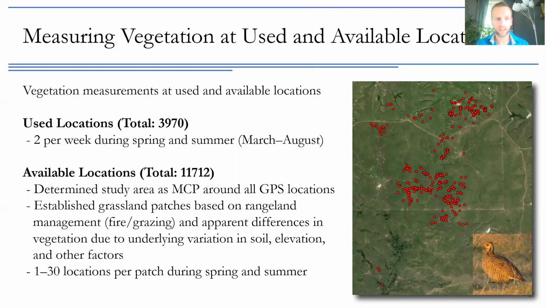And for available locations, we did a little bit more. We had about 12,000 points. We first determined the study area as a minimum convex polygon around all GPS locations at a certain site. Then we established grassland patches based on rangeland management and apparent differences in vegetation due to maybe underlying variation in soil, elevation, or other factors. Then in all those patches, we took 1 to 30 locations per patch per site during the spring and summer to measure vegetation as well.